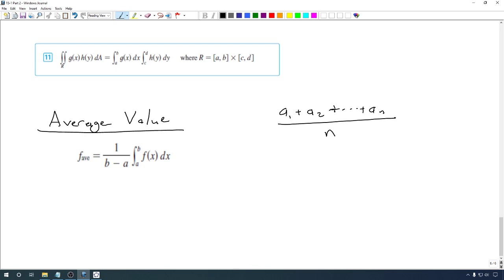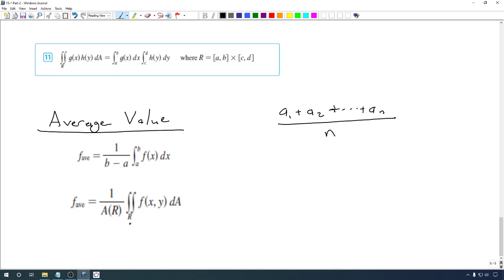For a function of two variables, instead of dividing by the length, we just divide by the area of the region that we're integrating over. And of course, we'll do a double integral instead as our way of adding up the values. So here we have a function f of x and y that we want to find the average value of over a rectangle R. So we take the double integral over that rectangle, and then we divide by the area of the rectangle, and that's going to be our average value.